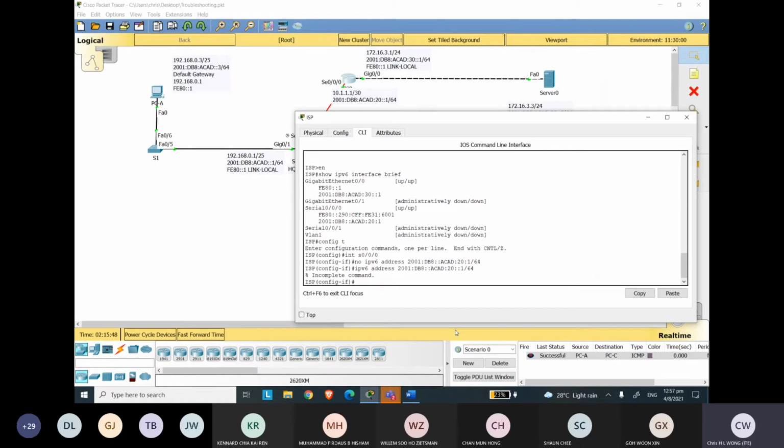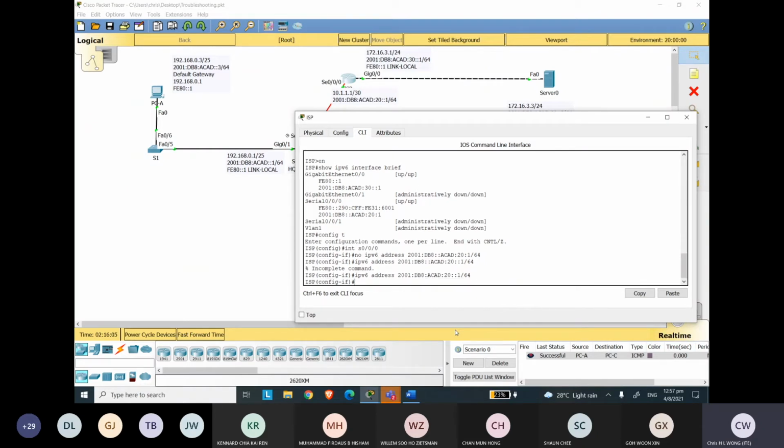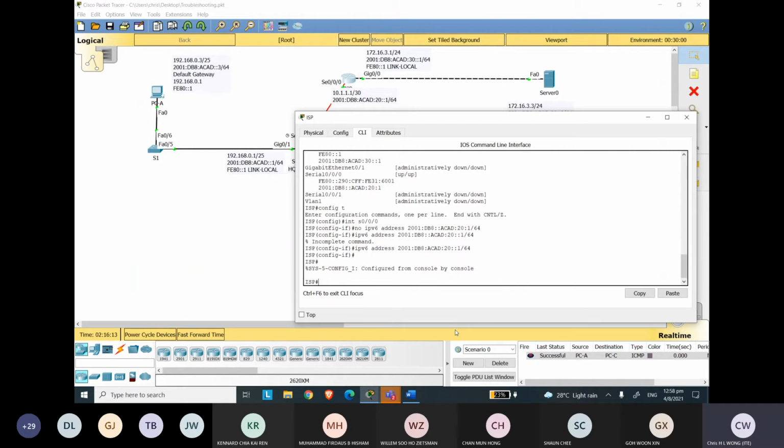What's wrong? Oh, S0/0/0 IPv6 address 2001. There's a colon in front. Okay, should take away, yeah. 1, 2, 3, 4. Okay. You know, when you key a mistake like that, you better check to make sure that you key correctly. Okay, now done already, right? So you exit from here.